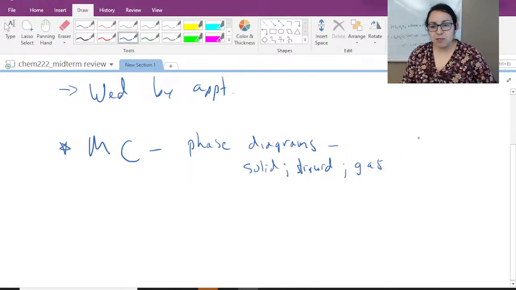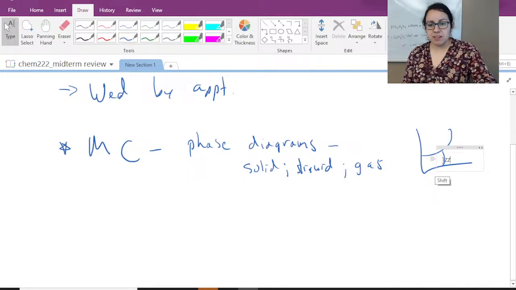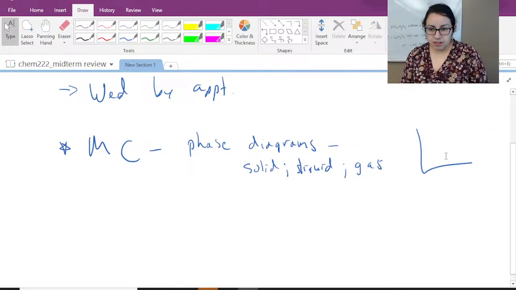And then, so, right, this would be your triple point diagram. Oh, I kind of drew that upside down. I cannot draw. Oh my gosh.